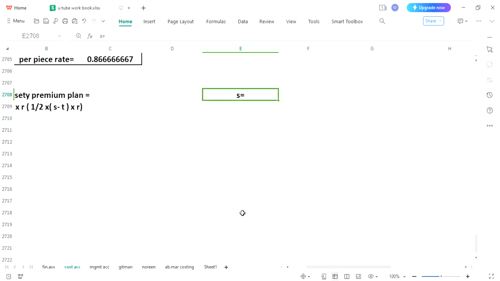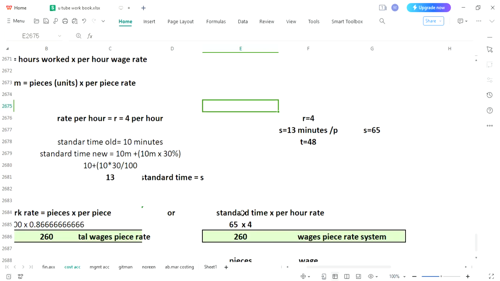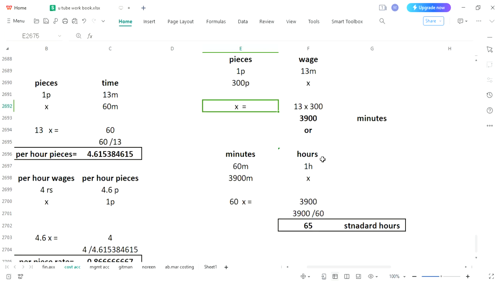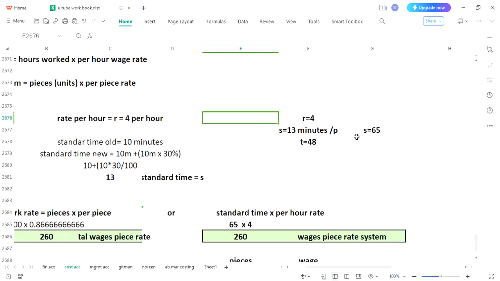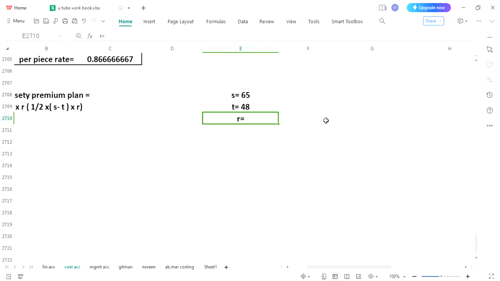So let's put it over here, 65. So now we need to have time taken. Time taken was mentioned, 48 hours. So small t is equal to 48 hours, and per hour rate should also be calculated, and per hour rate was mentioned, 4. Everything was given in the question except for standard time, which is 65. So 3 inputs were needed and we have calculated.